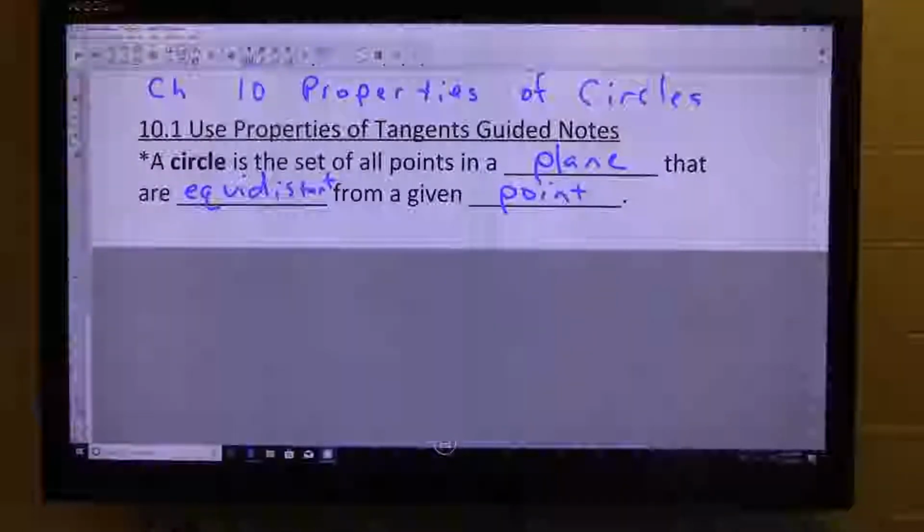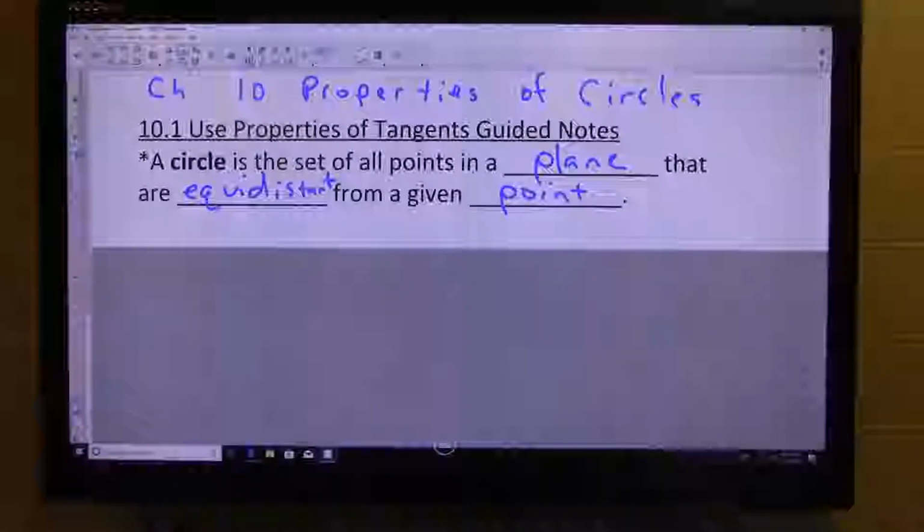So I have no idea when that's going to happen. I know March 20th is the due date, so we'll see if that's close. But anyway, this is chapter 10.